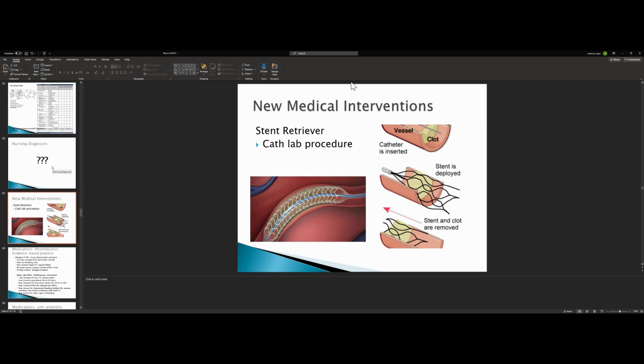So here we can see this is a type of stent retriever that is similar to what they use for clot removal. You can see over here that they're deploying the stent, and there's a little clot, which actually looks almost like atherosclerosis there, and they can typically go in and grab these.